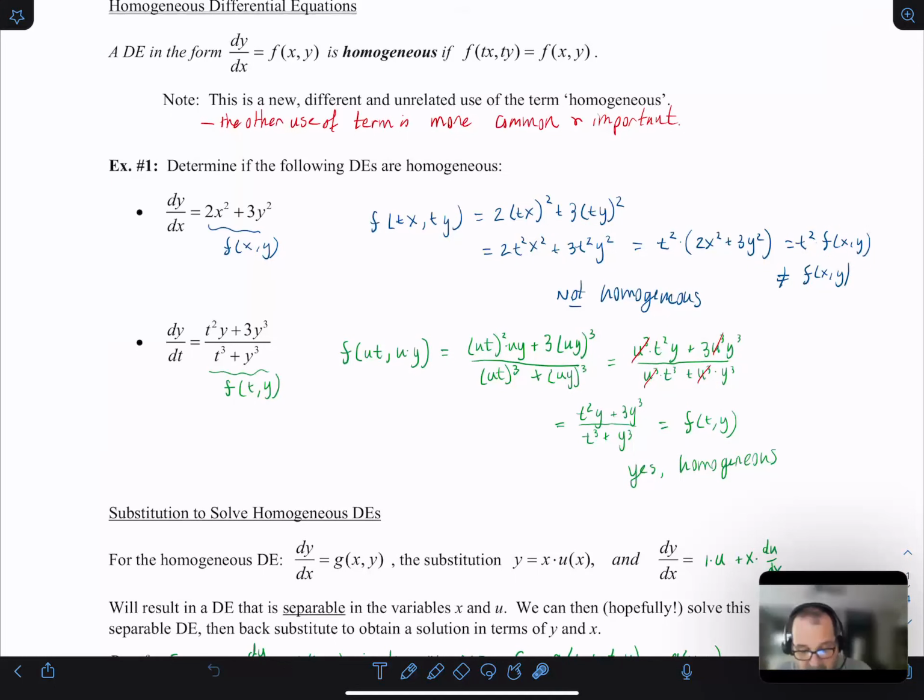This is not homogeneous, right? This is not getting us back to f of x,y. So this one here is not homogeneous, and the method we're going to learn in this section would not apply to this one. All right, here's another example. What if we had something like this? Notice this function is dy/dt.